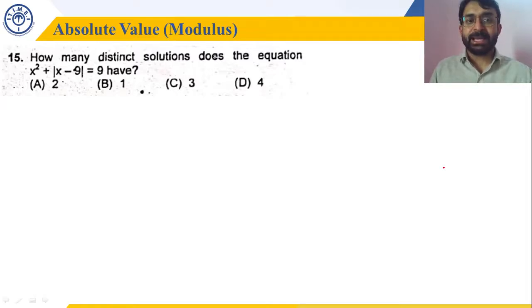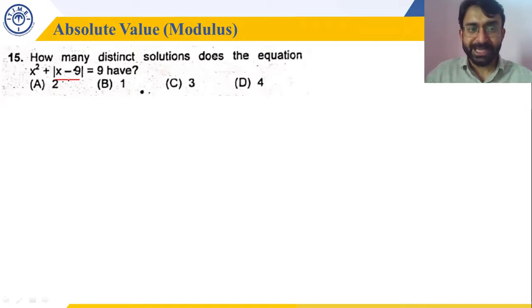How many distinct solutions does the equation x square plus mod of x minus 9 is equal to 9 have? Now this is again a modulus question. It is involving equality, not inequality. This is an equation of modulus, in fact. So with the definition of modulus, I don't know the sign of x minus 9 as of now.